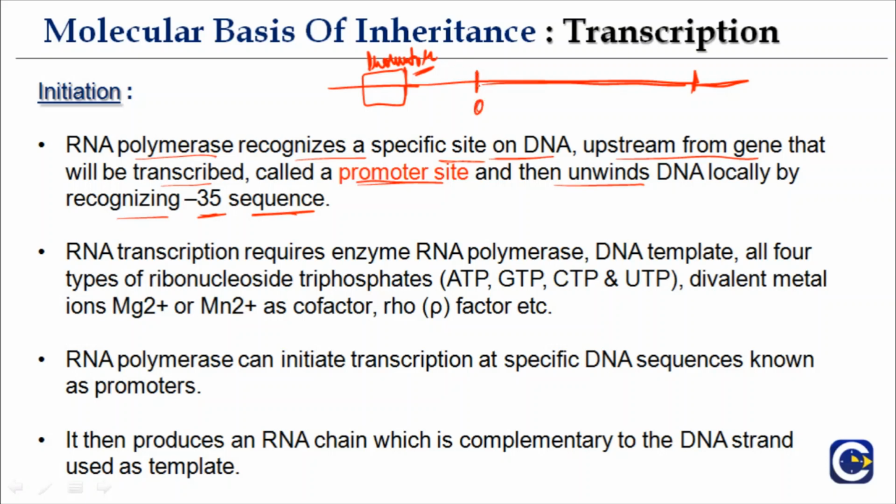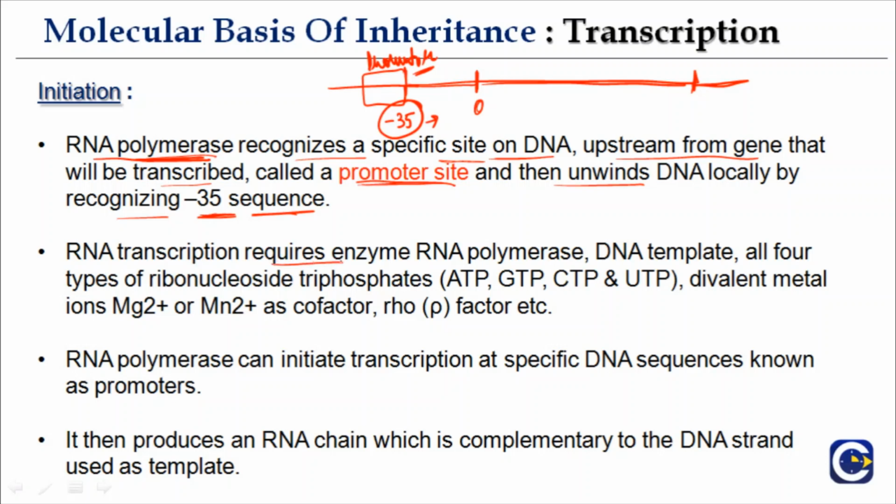35 nucleotides upstream of this sequence is the -35 sequence, which will be recognized by the RNA polymerase, and unwinding of the DNA will take place, because DNA is a double helical structure. So it is this recognition of the -35 sequence by the RNA polymerase, which is called the promoter site, that will unwind the DNA.